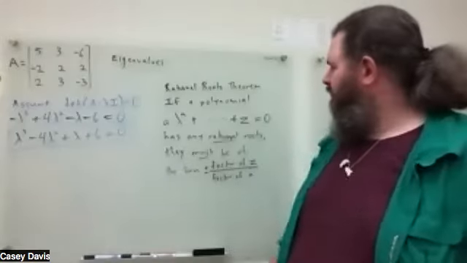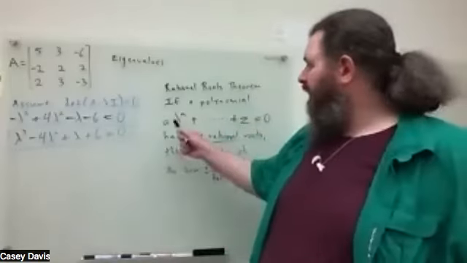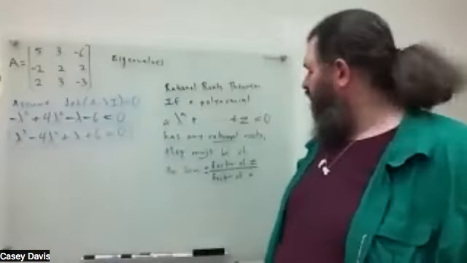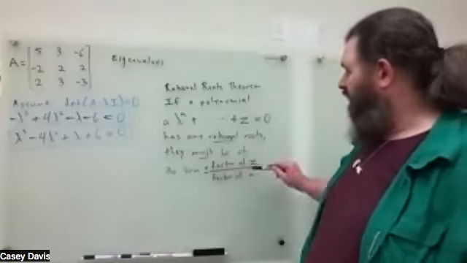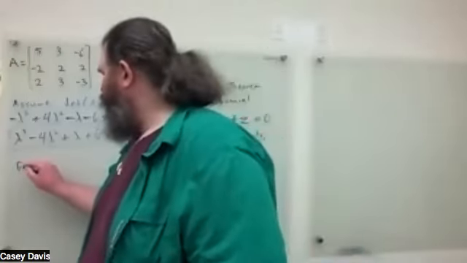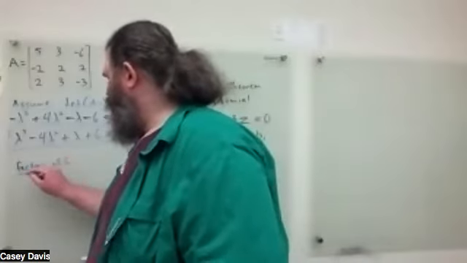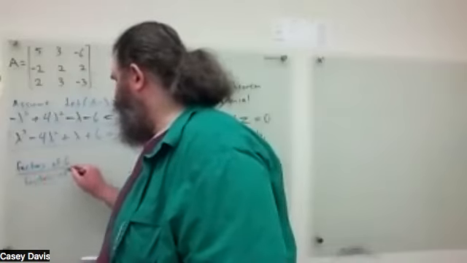Then let's try this out. In this case, z is 6, that is the constant being added, and a is just 1, because we just got 1 lambda cubed. So that means the solutions we're looking for are factors of 6 over factors of 1, with a plus or minus as well.